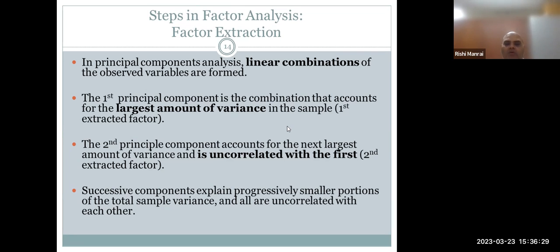The second principal component accounts for the next largest amount of variance, and it's uncorrelated with the first one. So naturally, the two factors which have been formed are uncorrelated, and there is no common correlation between these two factors. They are formed in order of importance and their contribution to the dependent variable. Successive components explain progressively smaller portions of total sample variance, and all are uncorrelated with each other.